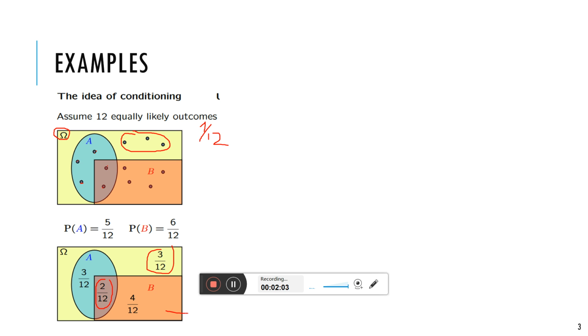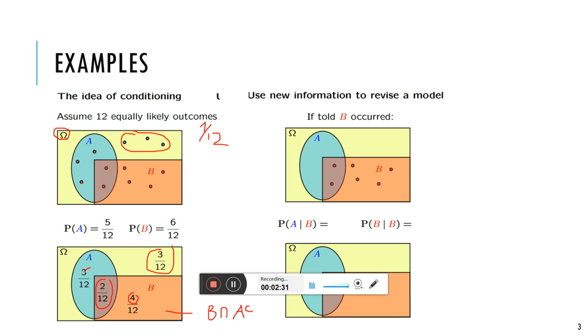Here is B intersects with A complement. It does not belong to the intersection between A and B, so it is 4. This is the probability of events in the set that we have learned in previous lessons. So here we have some new information to revise our probability model.